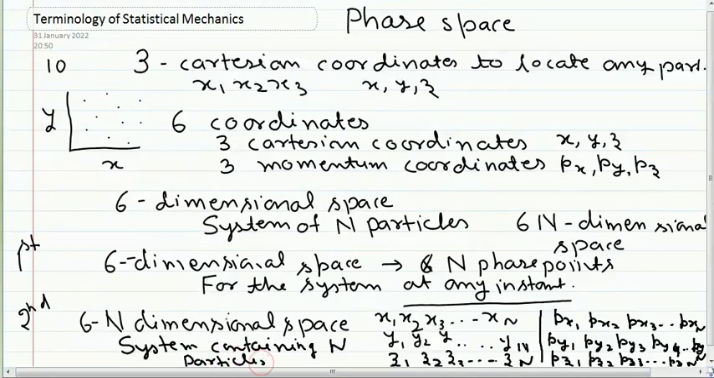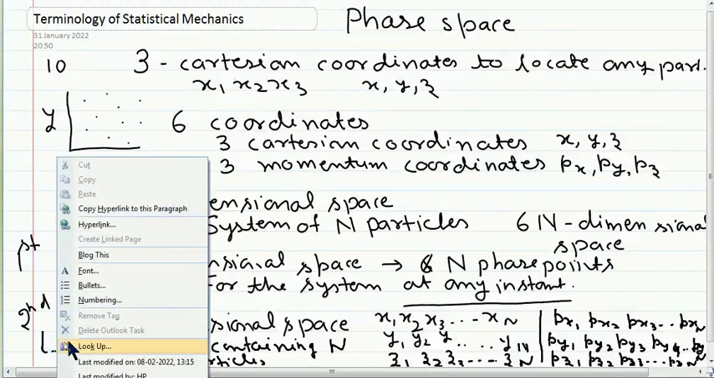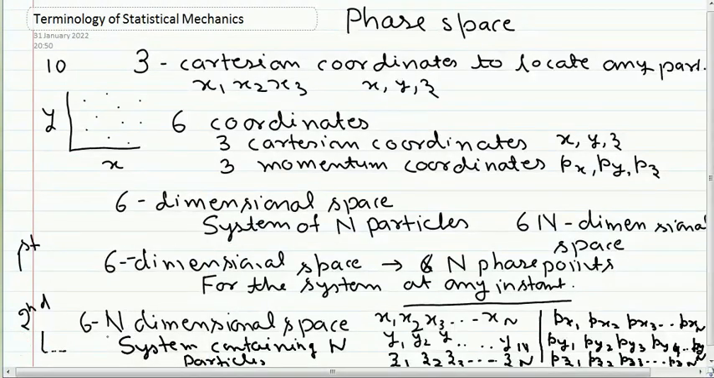So if we represent a system containing n particles in the 6n dimensional space, then we will have only one phase point. Why only one phase point? Because in the first representation we considered the 6-dimensional space, and therefore we had to put n phase points. But here we have considered the 6n dimensional space. Therefore, for the whole system containing n particles at any instant, we will have only one phase point.